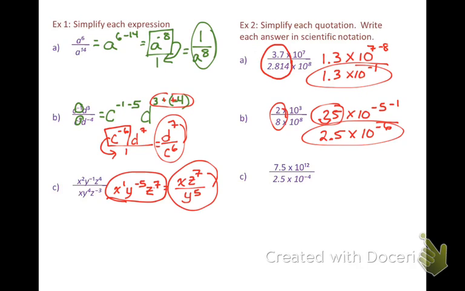Please put me on pause and check it out and see if you did it correctly. Here's your answer. It's 3 times 10 to the 16th power.